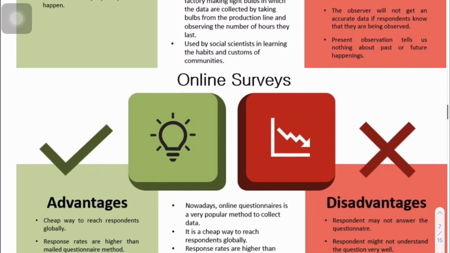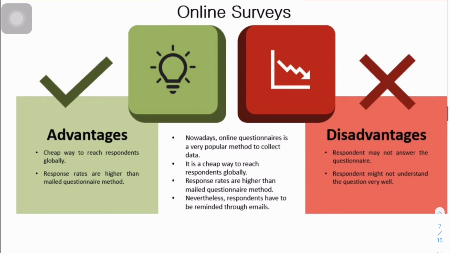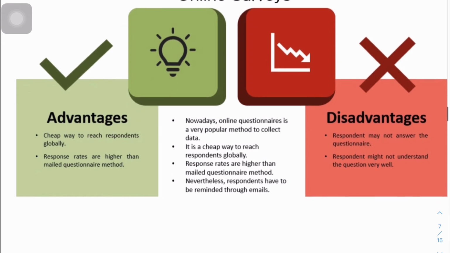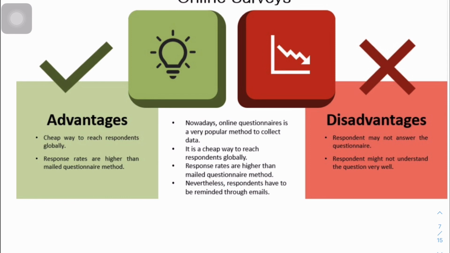Alright. And the last data collection method is online survey. So what is online survey? Nowadays, online questionnaire is a very popular method to collect data. Tambah-tambah sekarang ni teknologi macam-macam, Google Form lah. So biasanya kalau kita nak buat survey, kita guna je Google Form. Kita bagi je link Google Form dekat orang, orang akan buka Google Form tu dan orang akan jawab. That one is online survey.